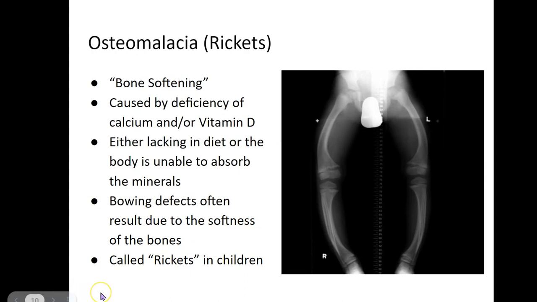We are going to pause here, and in part 2 of our pathology lecture, we will pick up with fractures of the lower extremity.